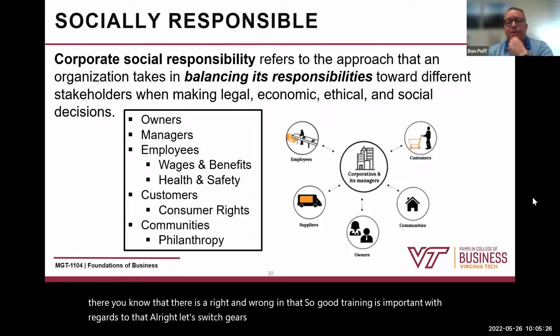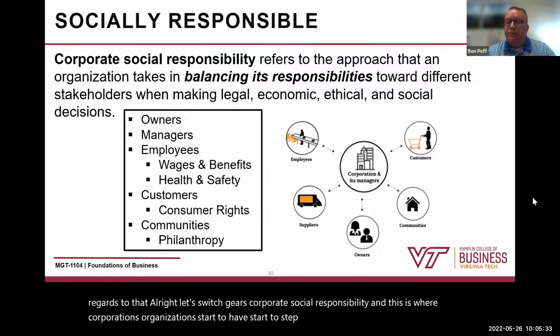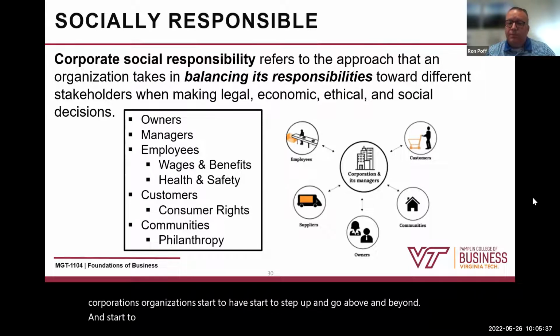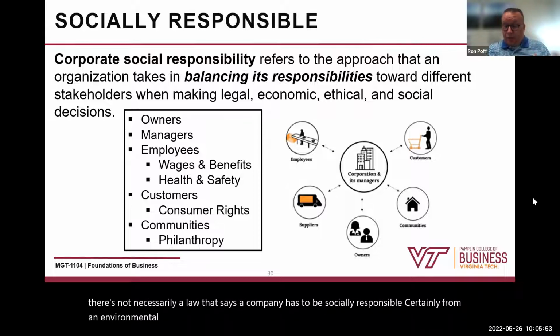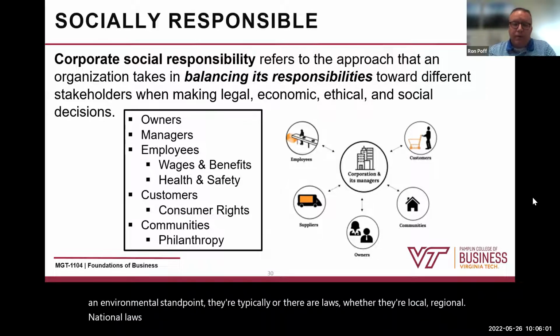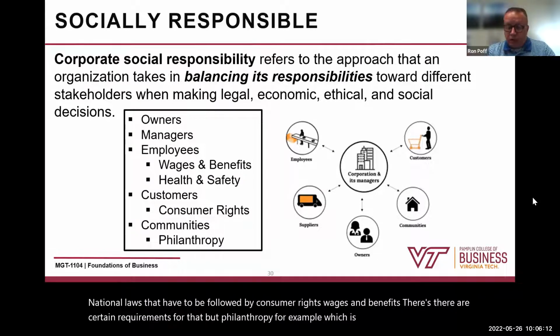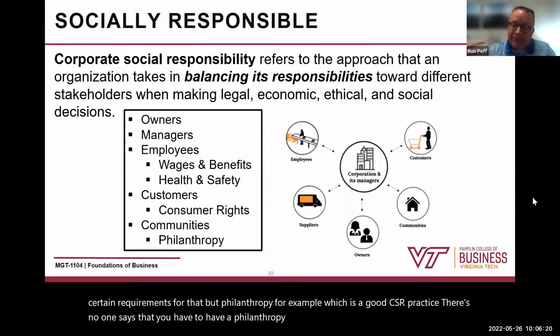All right, let's switch gears. Corporate social responsibility. This is where corporations and organizations start to step up and go above and beyond, and start to balance responsibilities with legal, economic, ethical, and social decisions. There's not necessarily a law that says a company has to be socially responsible. Certainly from an environmental standpoint, there are laws, whether local, regional, or national, that have to be followed, like consumer rights, wages and benefits. There are certain requirements for that. But philanthropy, for example, which is a good CSR practice, no one says that you have to have a philanthropy office or that you have to give back to the community.